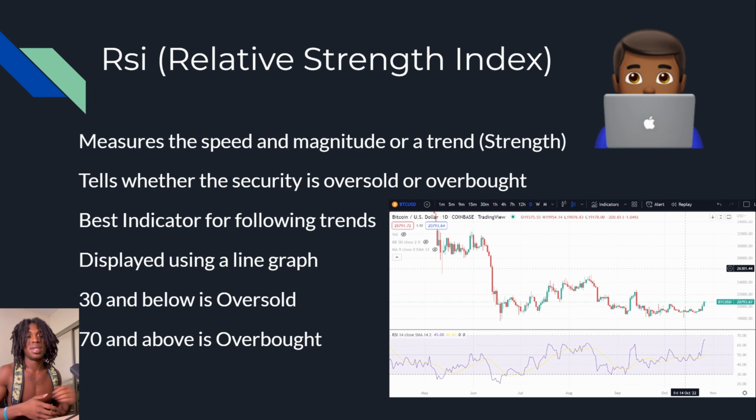Next one, relative strength index. This is one of my favorite ones. It measures the speed and magnitude of its trend, basically the strength of it. It tells whether the security is oversold or overbought. It's like the best indicator for following trends. It's displayed using a line graph. 30 and below is oversold, and 70 and above is overbought.